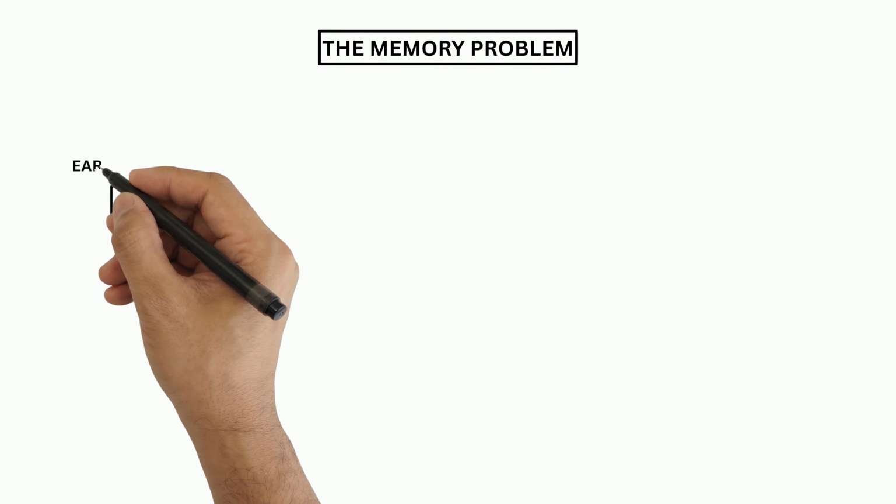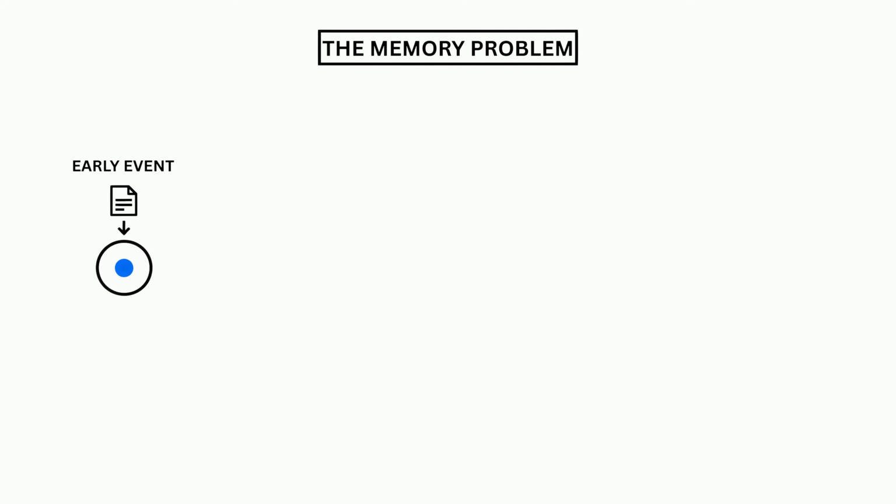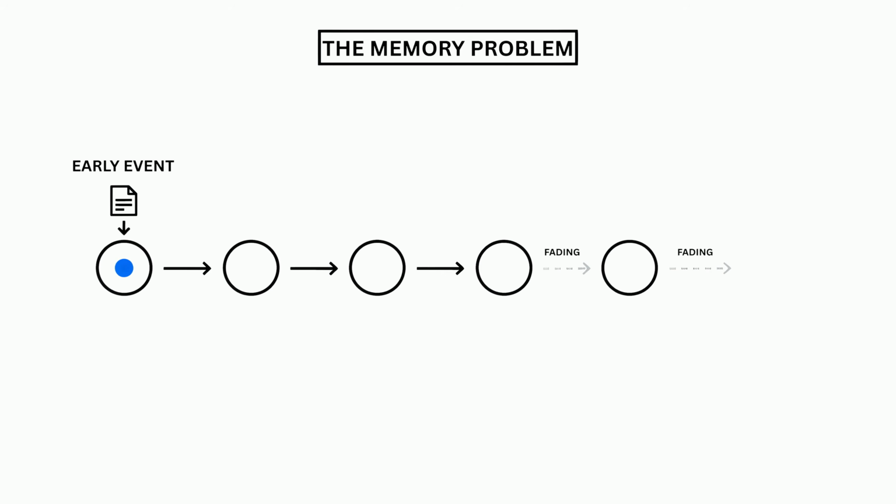RNNs aren't perfect, and it's worth knowing their biggest weakness. As the sequence gets longer, information from early time steps passes through the hidden state again and again, getting rewritten a little each step. By 10 or 100 steps down the line, the signal from that very first event has often faded almost to nothing, often called the vanishing gradient problem.